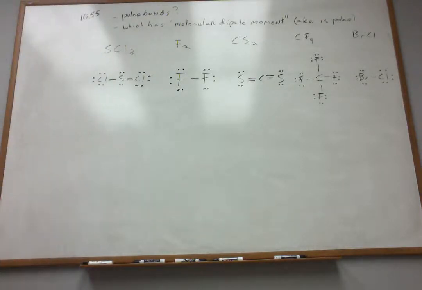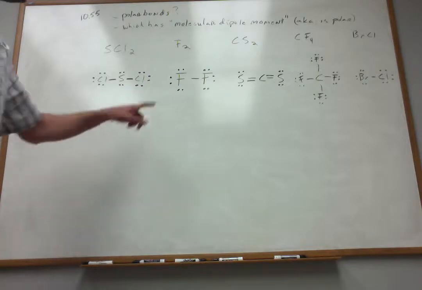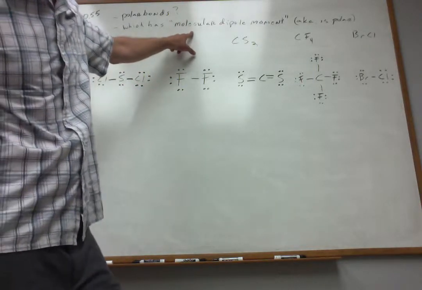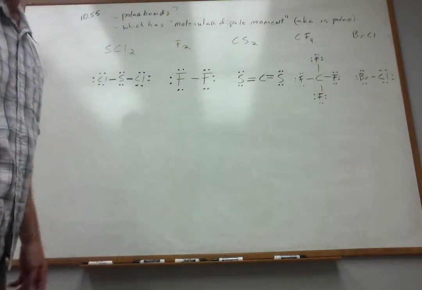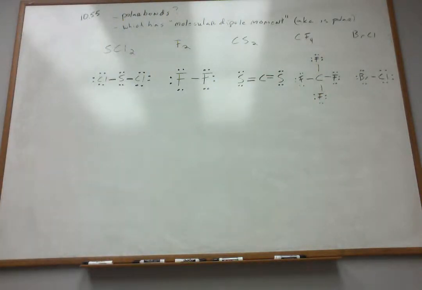This is a permanent dipole moment, a permanent molecular dipole moment. And that terminology or vocabulary might be confusing to you, but basically what it's asking you, this molecular dipole moment business, is the molecule as a whole polar? If the molecule is polar, we say it has a permanent molecular dipole moment. It's just vocabulary, okay? So let's go through this.